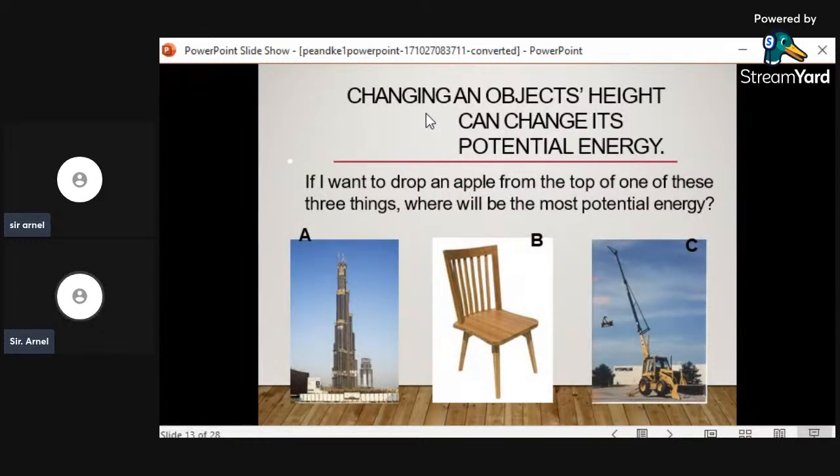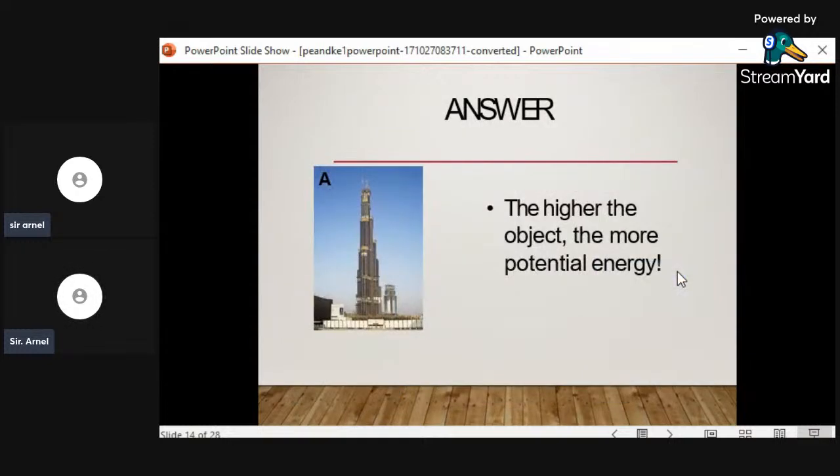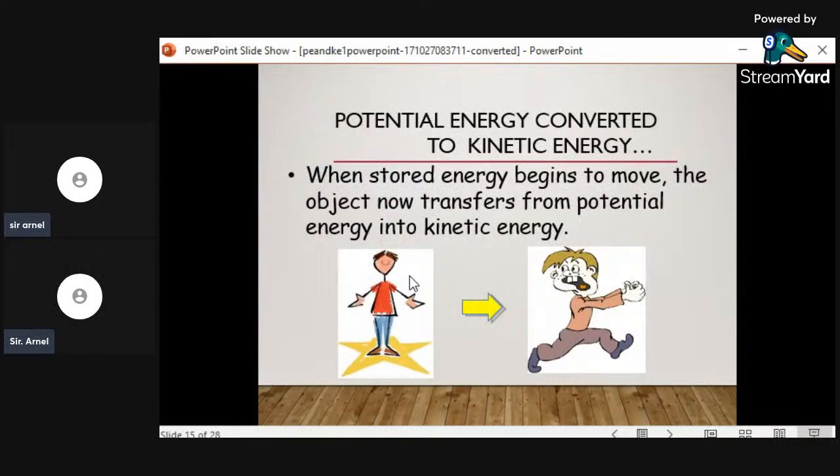Now, changing the height: if I want to drop an apple from the top of these three things, where will there be the most potential energy? At the Eiffel Tower, the chair, or the truck? The answer is the Eiffel Tower, because the higher the object, the more potential energy. Potential energy is converted to kinetic energy. When stored energy begins to move, the object transfers from potential energy into kinetic energy.